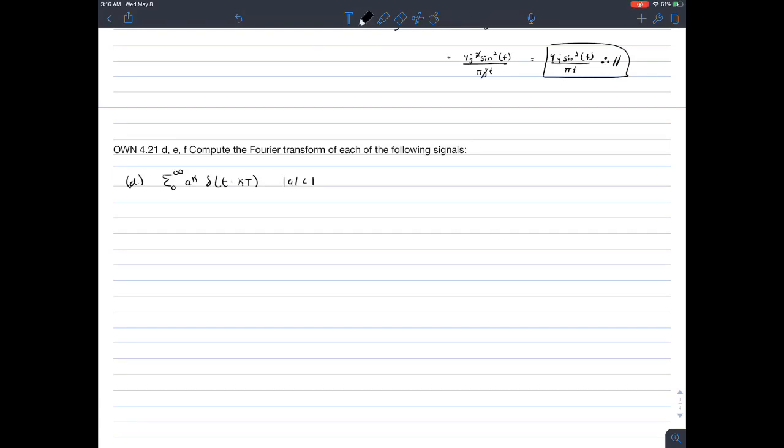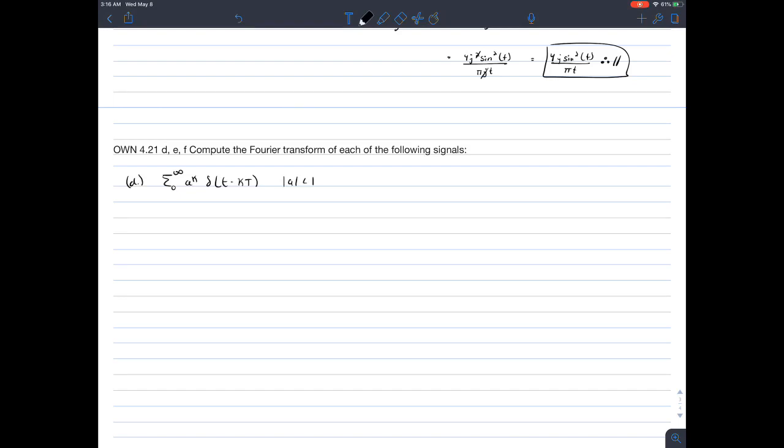Alright, so our next question is coming from OWN 4.21. We're going to do number D first. Number D, letter D. It gives x of t as the summation of a sub k times the delta function of t minus kT.